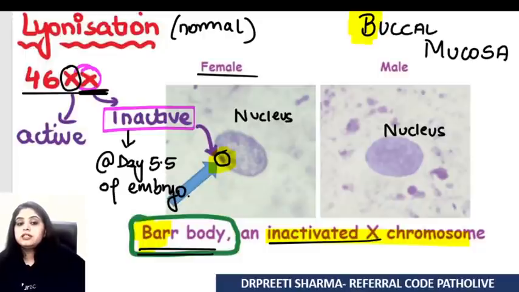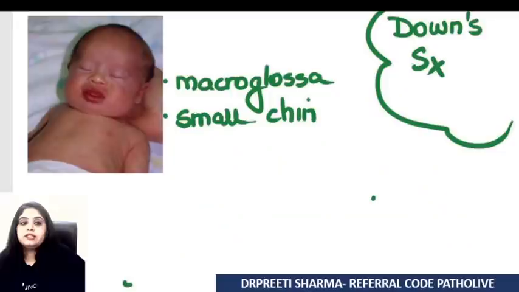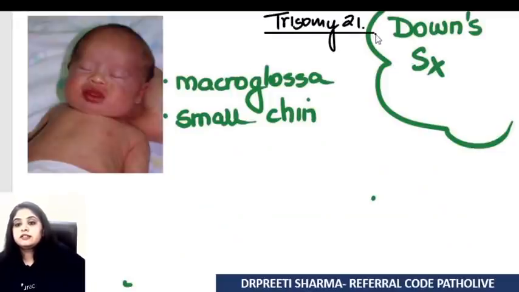Moving forward, what are the other clinical images that you can get in genetics from your syndromes point of view? So I think a very famous syndrome which everyone knows undoubtedly is trisomy 21, that is Down syndrome. In Down syndrome, we see that the chin of the child is very small and the tongue is usually protruding out because the child has a very big tongue.